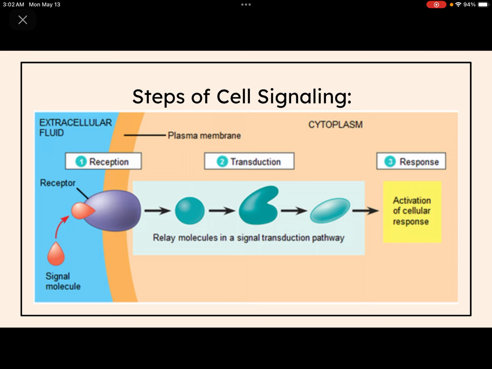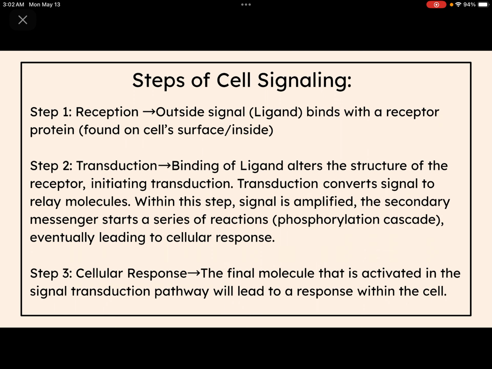So the steps of cell signaling are reception, transduction, and response, and this is just a visual aid of the process itself. So the steps are reception, which is when an outside signal, aka a ligand, binds to a receptor protein, which is found on the cell's surface or inside.